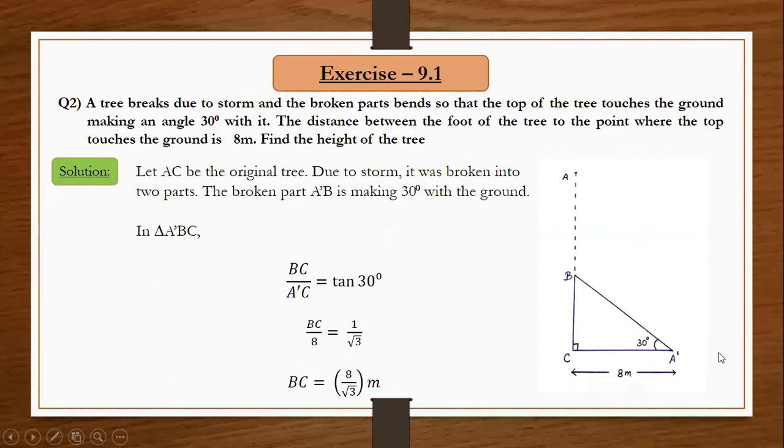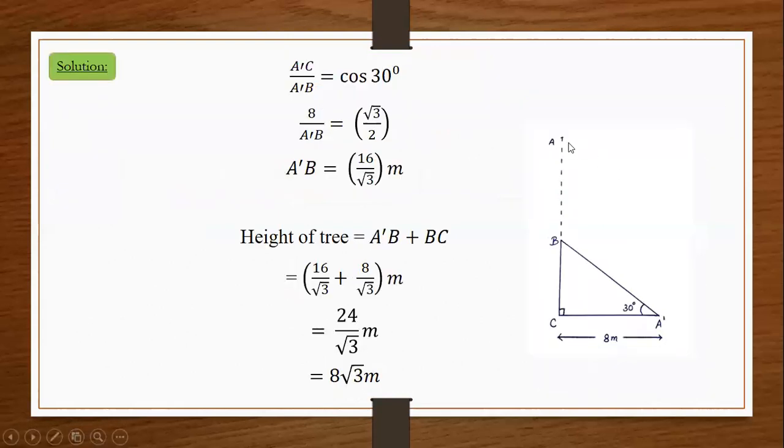Now, in order to find AB, this part only is broken and it has fallen down. So AB and A dash B are the same. Now, A dash C by A dash B is cos 30 degree, adjacent side by hypotenuse. So A dash C by A dash B is root 3 by 2, the cos 30 value, and then we will get A dash B also.